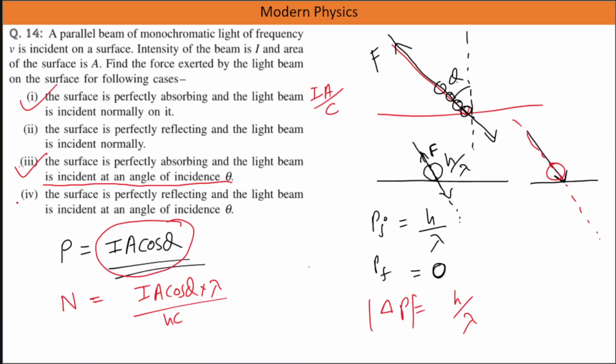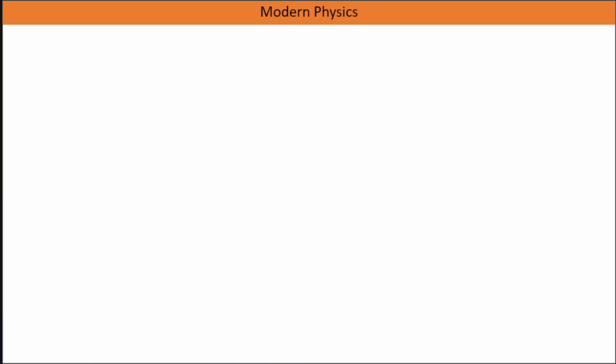Okay? Now let's talk about force. The surface is perfectly reflecting and the light beam is incident at an angle of incidence theta. So now again in this case also this light is falling like this, but it is now getting perfectly reflected. So in this case also power, that is energy falling per second, will be this only, and number of photons falling per second will be this only. We need to now talk about the momentum thing. So talk about the momentum thing, what will it be, tell me?